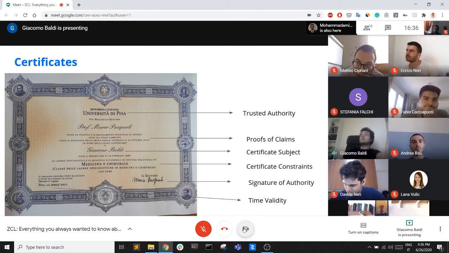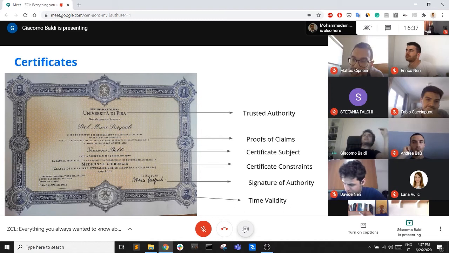Without these proofs, you cannot get this certificate. It is not free. You have to spend at least 6 years in the university, pay the taxes, pass the exams, and do the final test to obtain this. There is something that links this piece of paper to the real world.